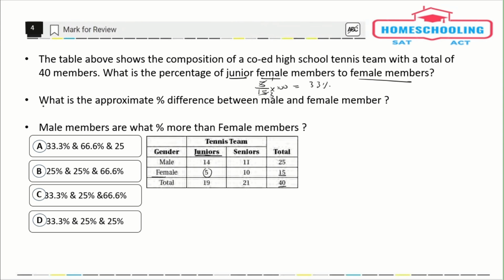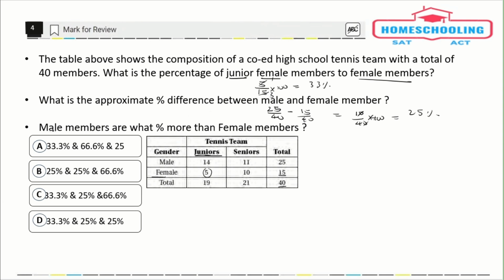In the second part of the question, it is given, what is the approximate percentage difference between male and female members. So the percentage of male members is 25 by 40, and we have to find the difference, that is minus the female members percentage, which is 15 by 40. So that is going to be 10 by 40. So we have to find the approximate percentage difference, that would be 1 by 4. So that is going to be 25%.